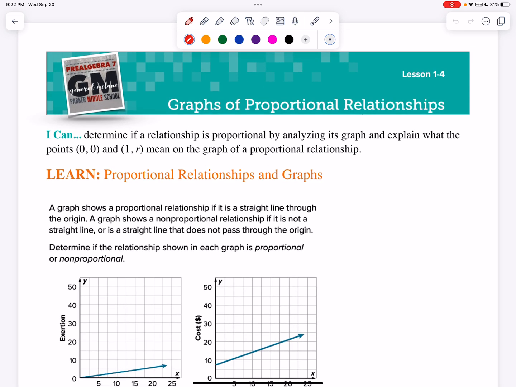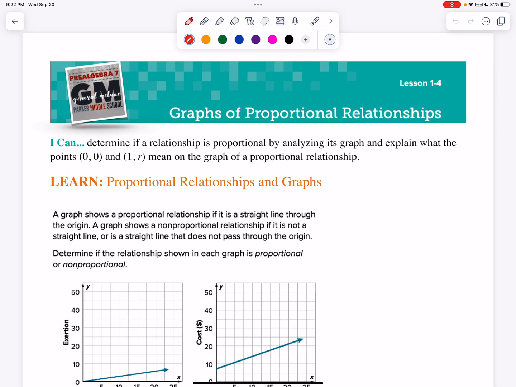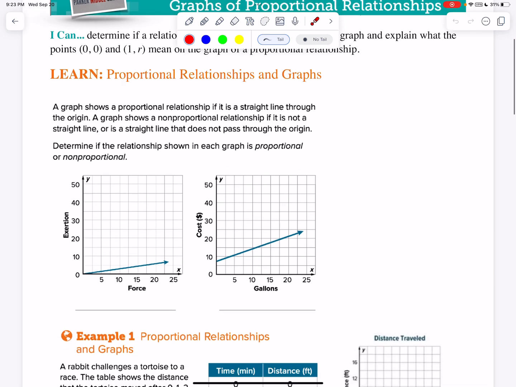So here's your I can statement. We're looking at graphs of proportional relationships today. It says that I can determine if a relationship is proportional by analyzing its graph. And we really want you to be able to explain what the points (0, 0) and (1, r) mean on the graph of a proportional relationship. The y-axis, they're calling it r. So let's go ahead and take a look at things.